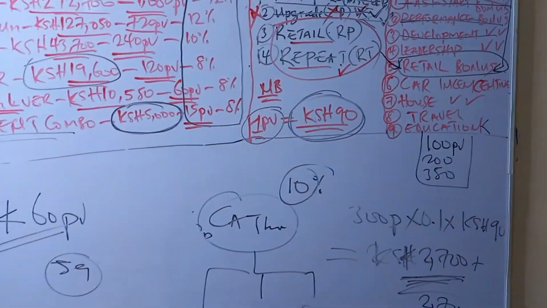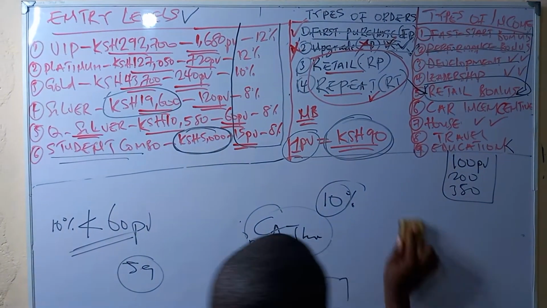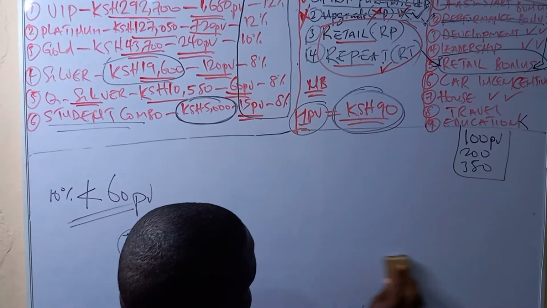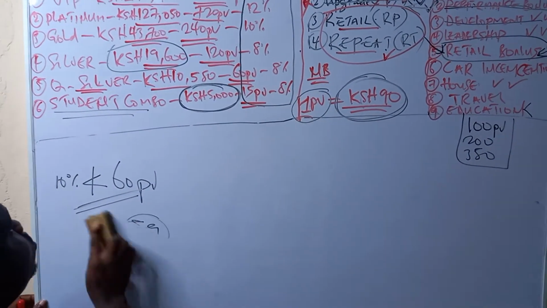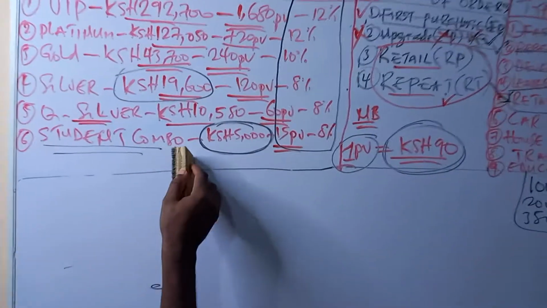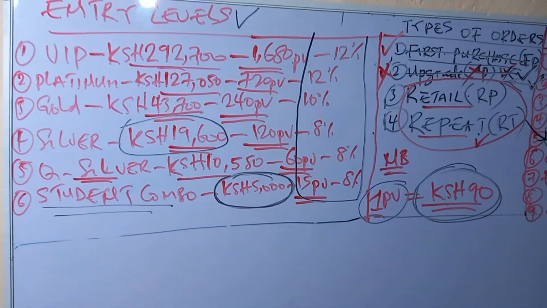You cannot skip it. So for you not to skip the process and not to lose the money, if you have somebody coming up with 2,000 Kenyan shilling, 20,000 Kenyan shilling, first of all, always do the student combo, 5,000 Kenyan shilling package. Always do the student combo so that next week you earn 1,000 Kenyan shilling.